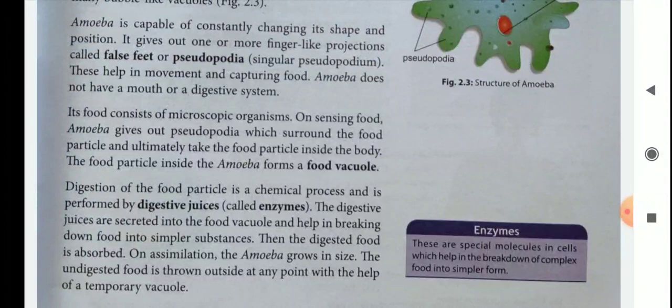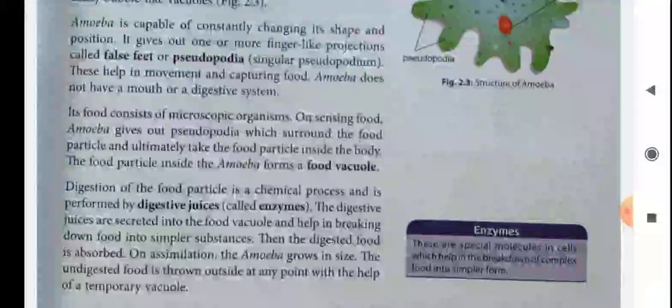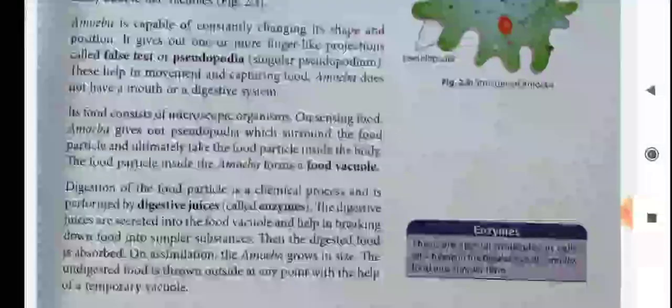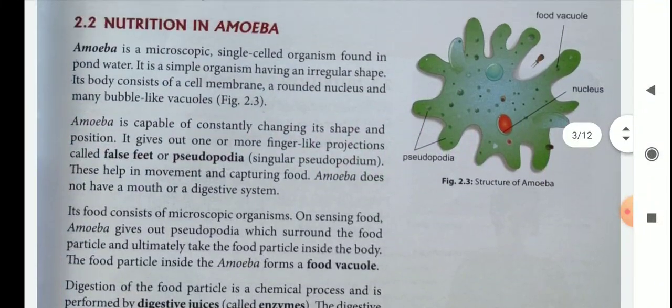The digestive juices are secreted into the food vacuole and help in breaking down food into simpler substances. Then the digested food is absorbed. On assimilation, the amoeba grows in size. The undigested food is thrown outside at any point with the help of a temporary vacuole. So, clear about amoeba?